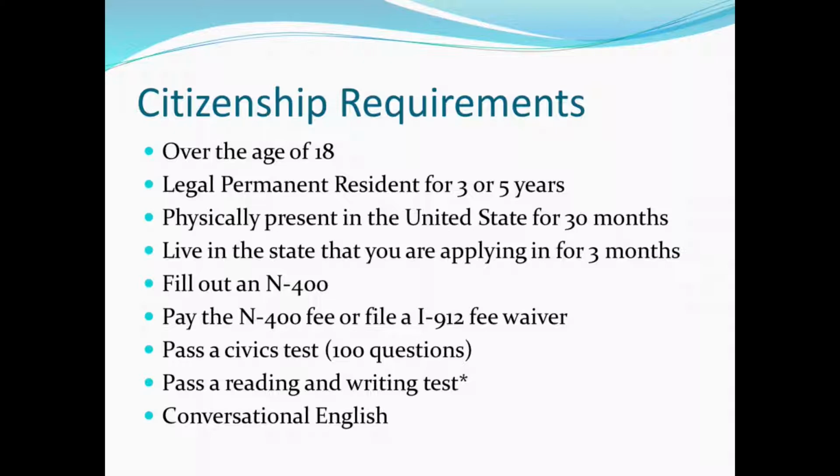You'll have to pay the N-400 fee or file an I-912. Currently, the N-400 fee is $640, but that will soon change to $1,170. So just make sure that before you file your fee, you check the USCIS page for the N-400, and we'll have that listed in the description below, to make sure that the filing fee that you submit with your application is accurate.